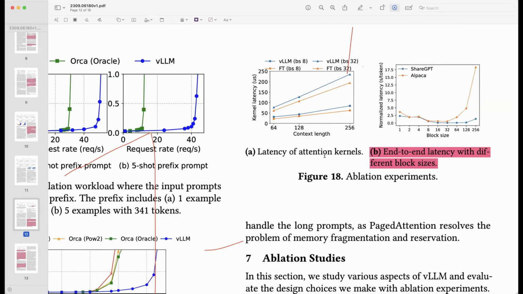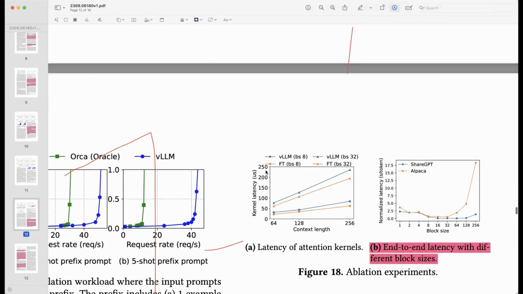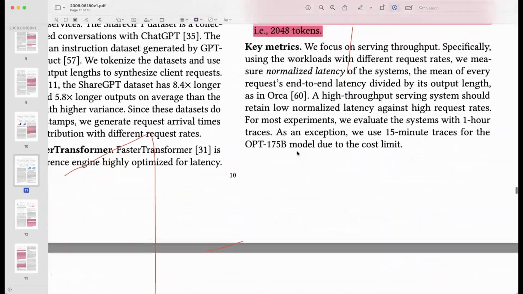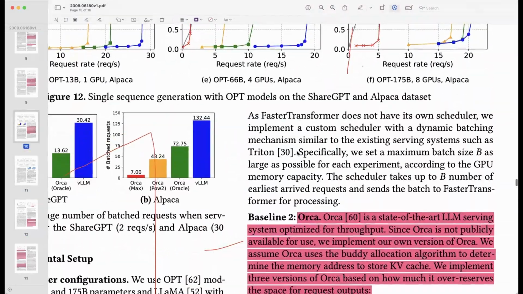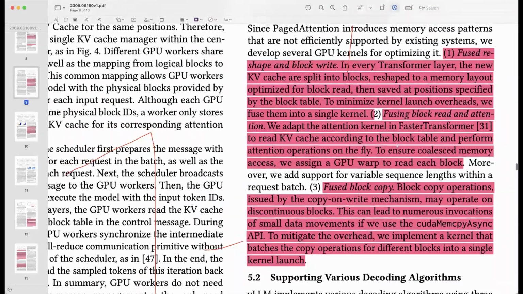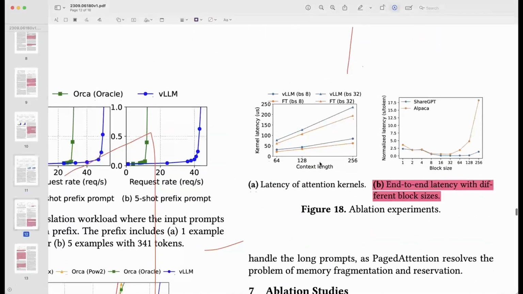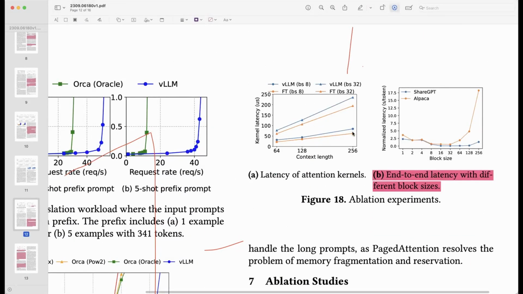When we say kernel latency, I'm assuming it is these fused kernels and the extra work they do, compared with the equivalent kernel on FasterTransformer. That would make sense because as your sequence length increases, you need to figure out more blocks and stuff like that. So it would add to latency.